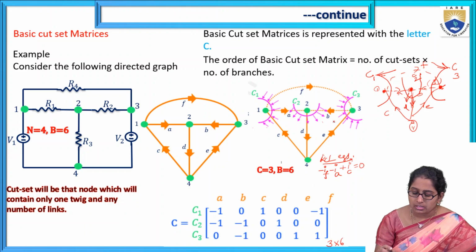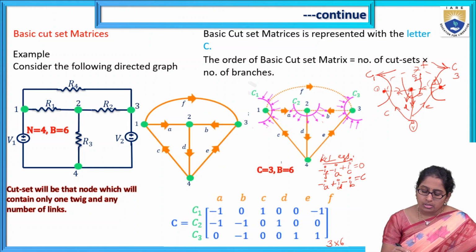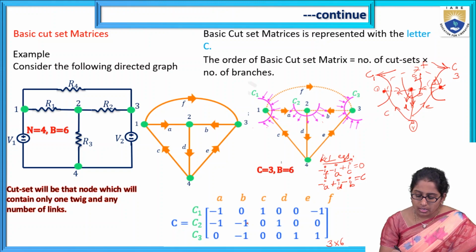Next, the second cut set. The C2 direction is taken down, so minus IA, then plus ID, then minus IB equals 0. That cut set touches only these three branches. Now put that in the equation: minus IA, minus IB, IC not there so 0, ID is plus ID so 1, 0, 0.